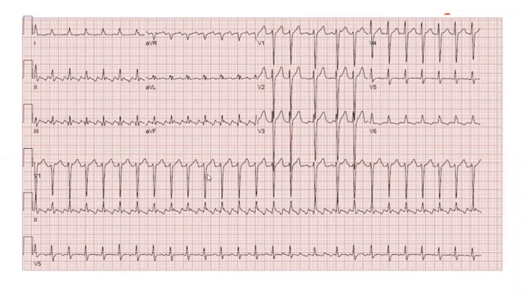And you do see P waves, right? And here in all the leads. So for convenience sake, by the algorithm, this is a narrow complex, irregular tachycardia, regularly irregular, and this is atrial tachycardia with variable AV conduction.